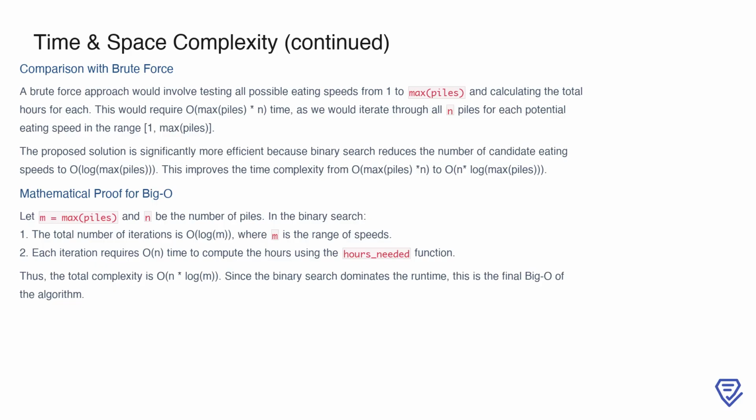To break that down mathematically, if we let m represent the maximum pile size and n the number of piles, the binary search takes O(log m) iterations, with each iteration requiring O(n) time to compute the hours. Combining these, the total complexity is O(n * log m), which is far more efficient than the brute force method and dominates the runtime of the algorithm.